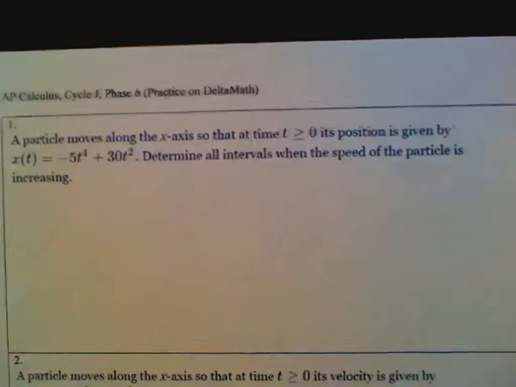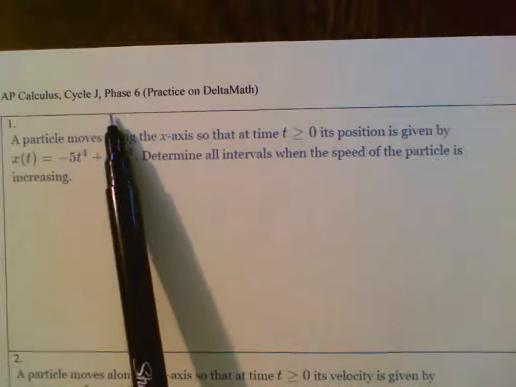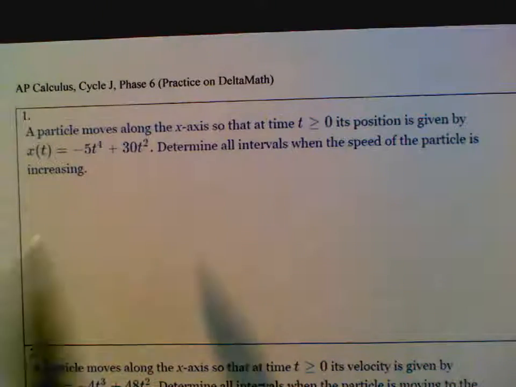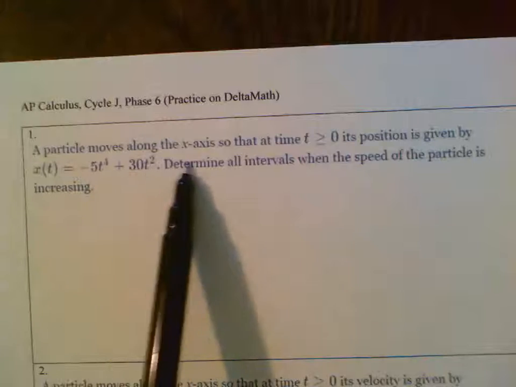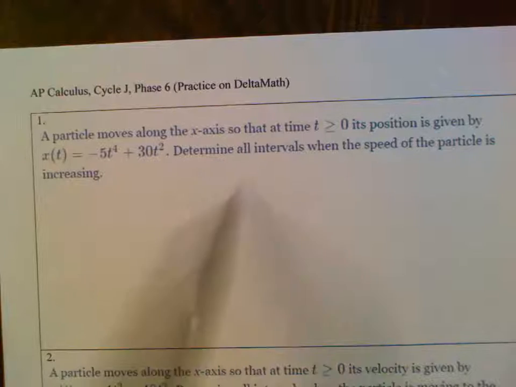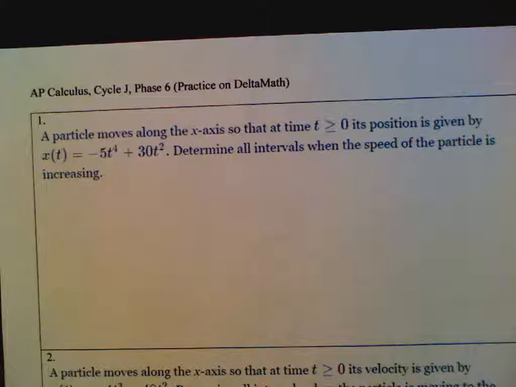Okay, guys, so we've got the same situation that we usually do. This is phase 6. The practice for this is on Delta Math. So we've got a particle moving along the x-axis. Time is always greater than 0. Here's its position. Determine all intervals where the speed of the particle is increasing.